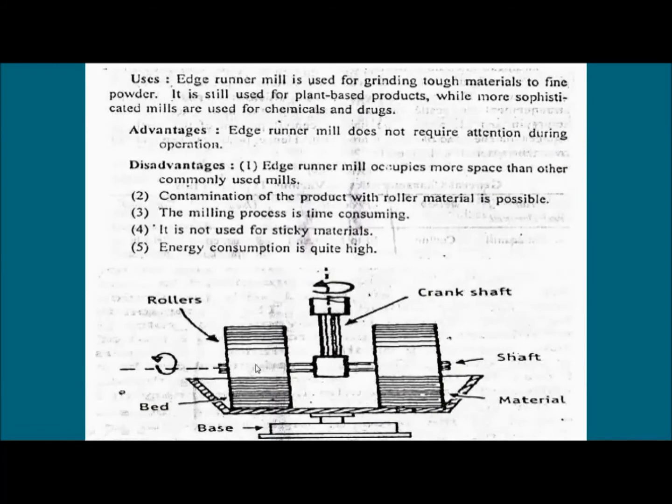The roller material is generally stone, so sometimes part of the stone or the roller may get abraded, and due to the abrasion it comes with the product. Moreover, the milling process is time consuming in this mill. Moreover, it is not used for sticky material, and the energy consumption is quite high in this method, because the weight of each roller is very high.